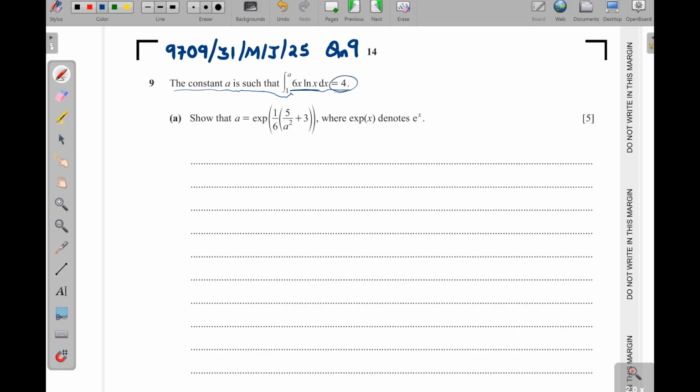It is equal to 4. Part A, show that a is an exponent of 1 over 6, then into 5 over a squared, then plus 3, where the exponent of x here denotes e to the power of x.